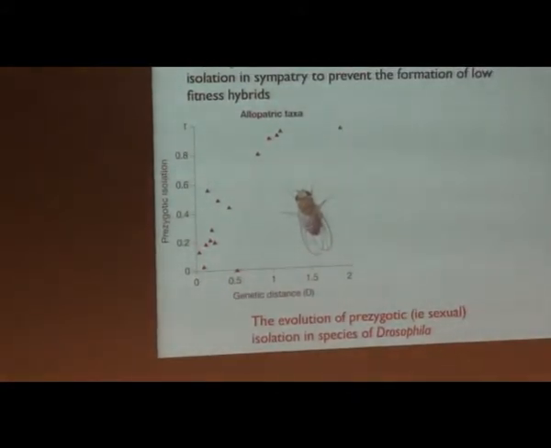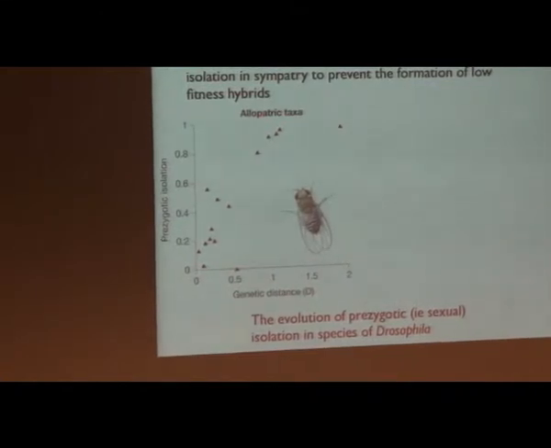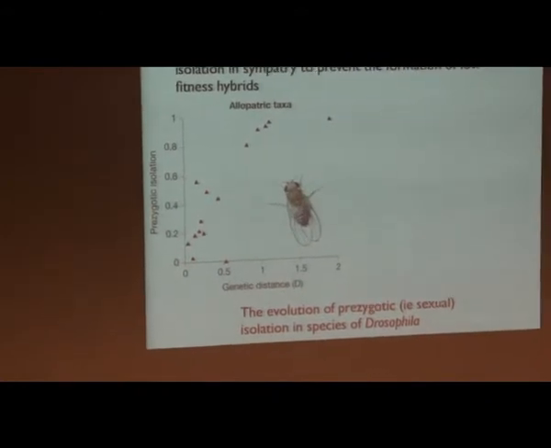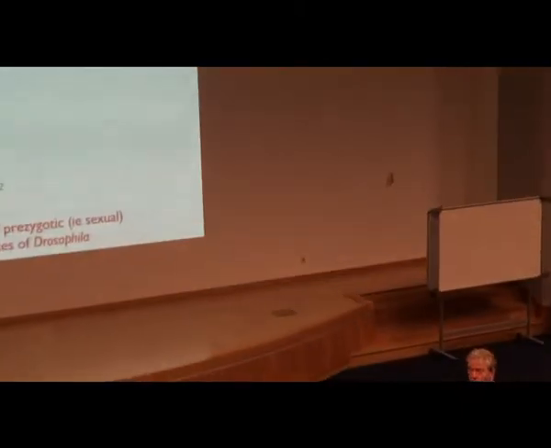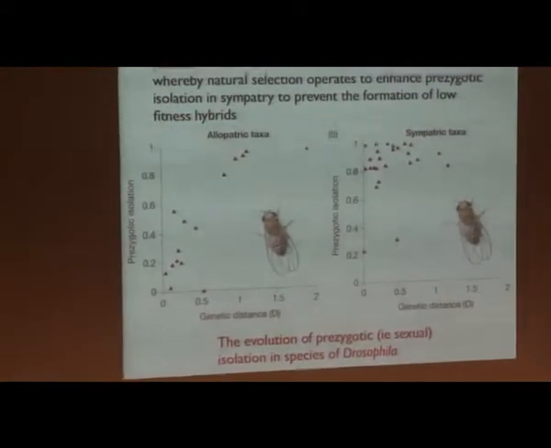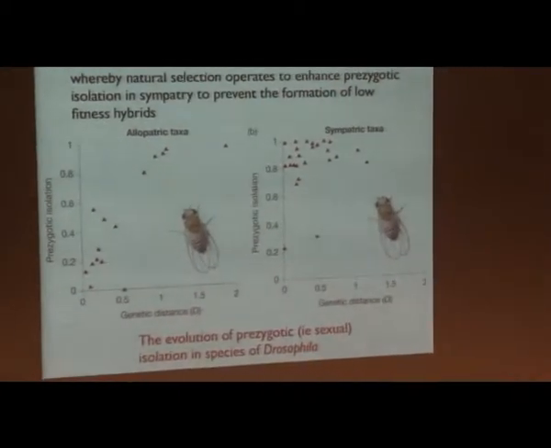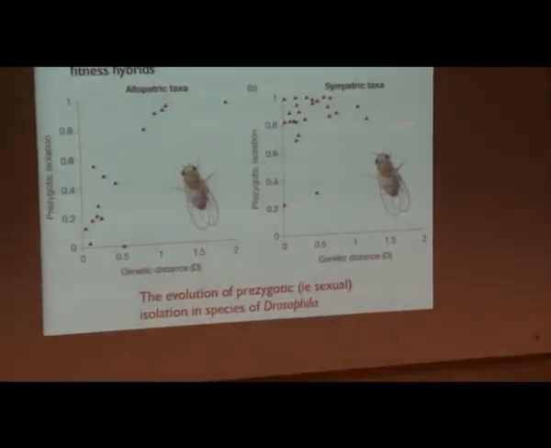Okay? And these are species which don't meet each other in nature. They're allopatric. And all I want you to see is as genetic distance gets greater, this makes sense, right? So the level of discrimination increases. That's allopatric taxa. Now let's take sympatric. So these now are species that live in the same place. So these are species which encounter each other regularly. And look, you've got a very different pattern.